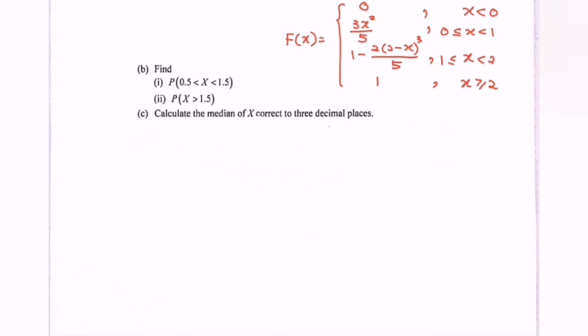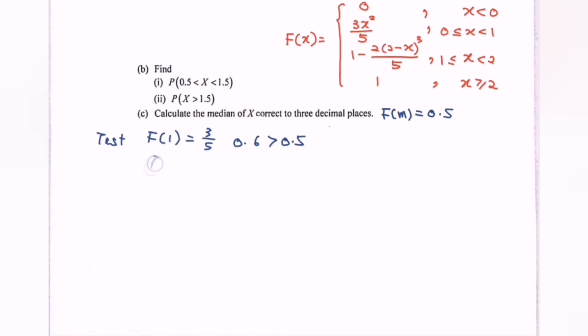Kindly refer to C. Calculate the median of x correct to 3 decimal places. Number 1, we are going to find F(m) equals 0.5, where the location of the median is 0.5. First, test the first function. Let's say we substitute F(1). If you substitute F(1), we will have 3 over 5, which is 0.6, greater than 0.5. This means that the median is located in the second function.